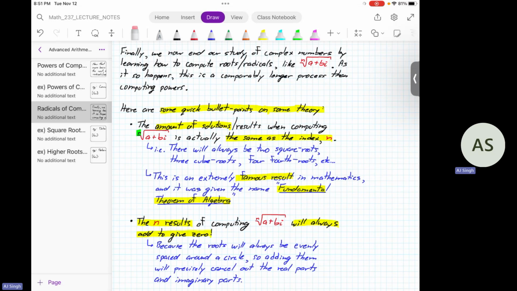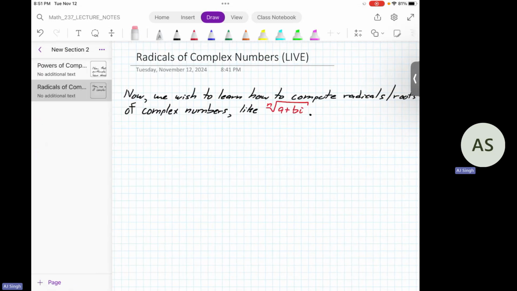Let's start with figuring out how to do square roots, because there is a bit of a shortcut method. And then we'll move on to cube roots and higher. So let's go back, and let's start with square roots.